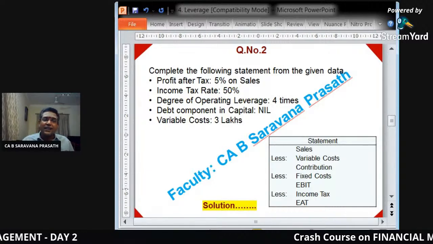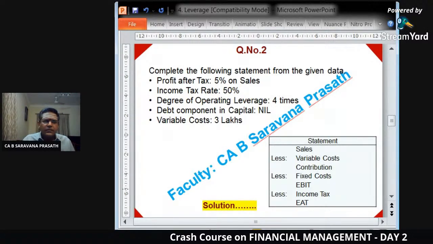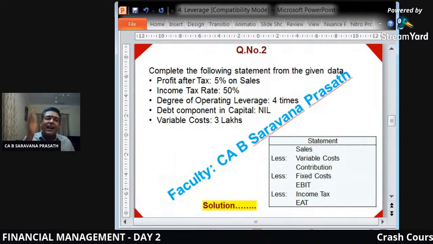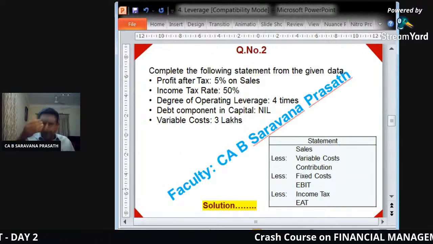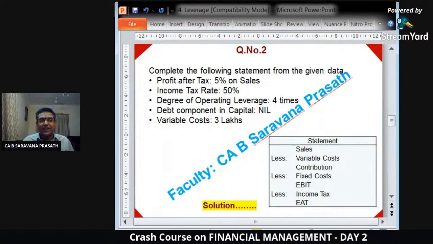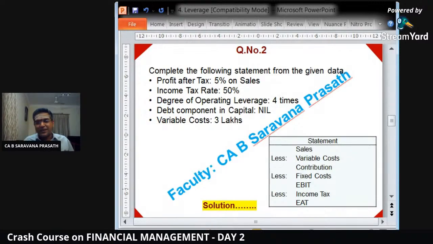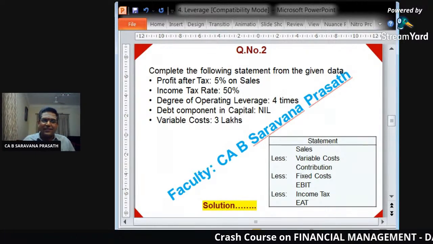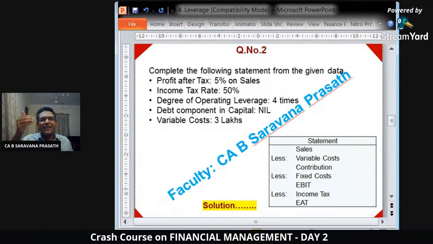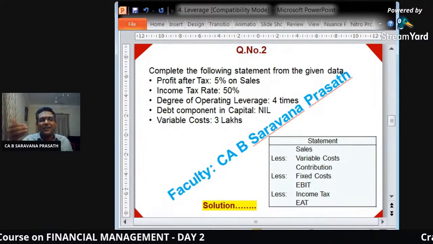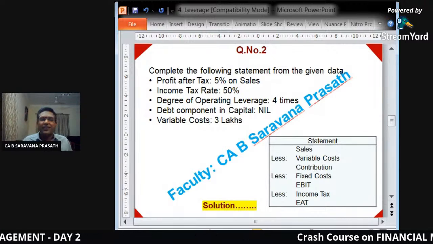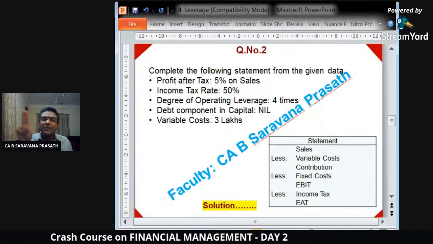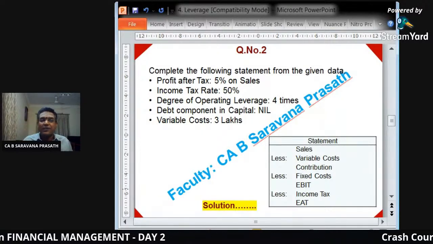Next, income tax rate is equivalent to 50%. This is a very direct information. After paying 50% income tax, profit after tax is equivalent to 5% on sales. So the balance 50% is equivalent to 5%. So tax is also equivalent to 5% on sales. So working backward, we will get EBT. EBT is equivalent to 10%. Working backward, 10%. Interest is nil. Therefore, consequently, EBIT is also equivalent to 10%.